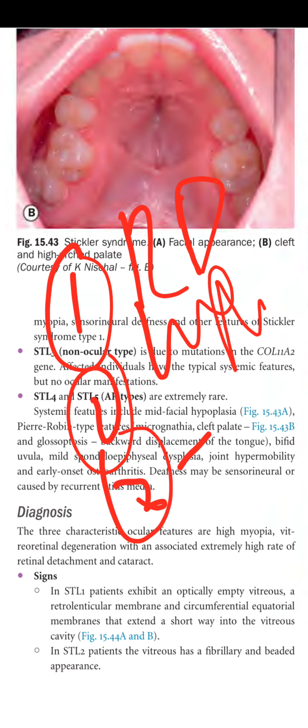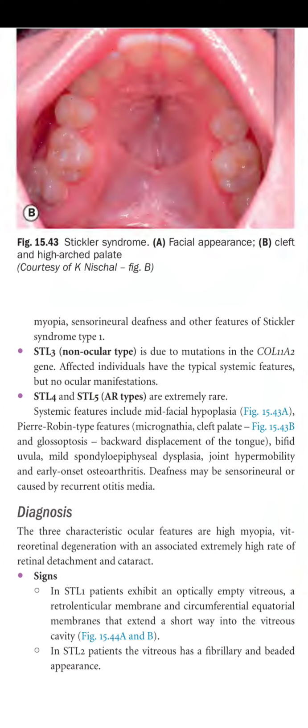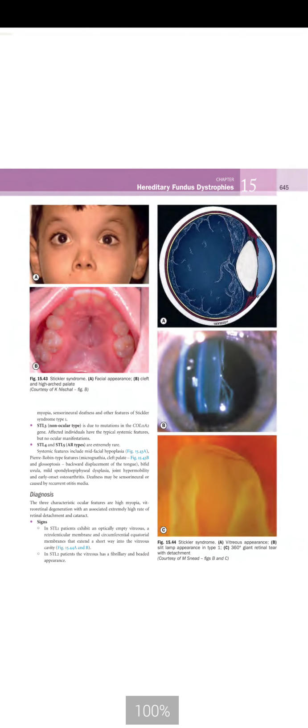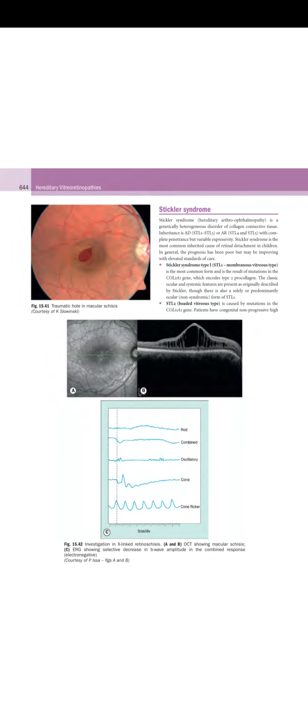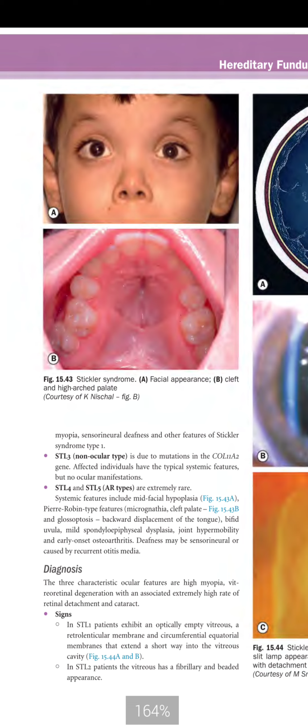In STL1, patients exhibit an optically empty vitreous, a retrolenticular membrane, and a circumferential equatorial membrane that extends a short way into the vitreous cavity. So STL1 has a membranous type, and it basically has an empty vitreous.